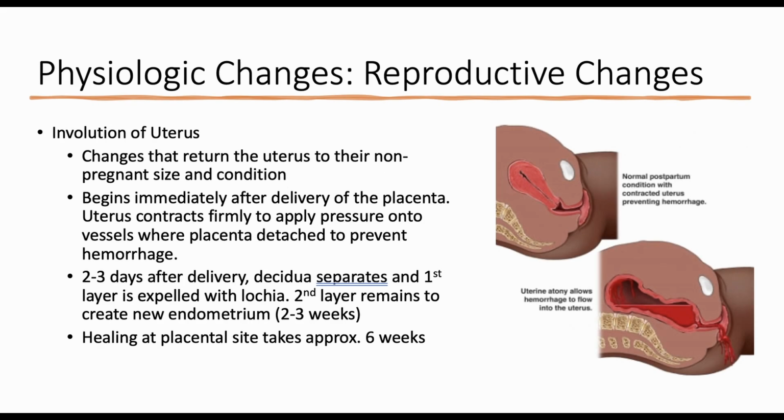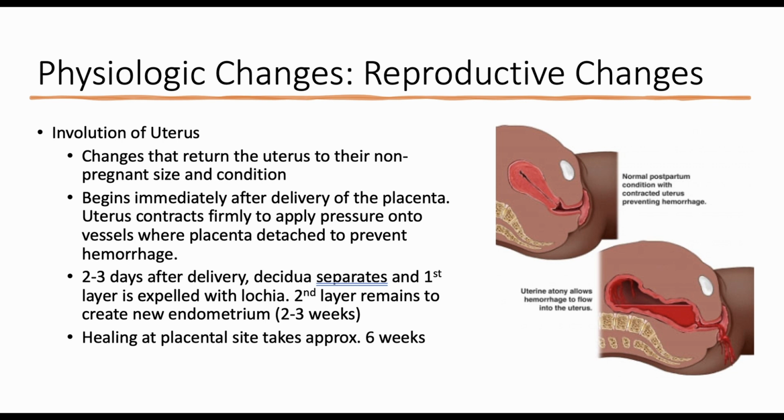So as far as our reproductive changes, this is, again, postpartum. Baby is delivered and out. We need the uterus to go back down to normal, right? The uterus had to grow, right, all the way up. You know, that fundal height had to go all the way up to the xiphoid process. We need that uterus to start going back down. And that's called involution, right? So involution of the uterus.